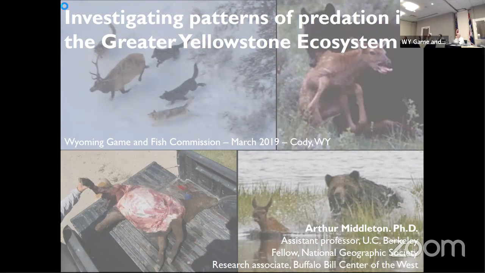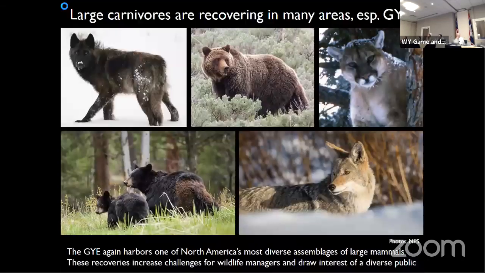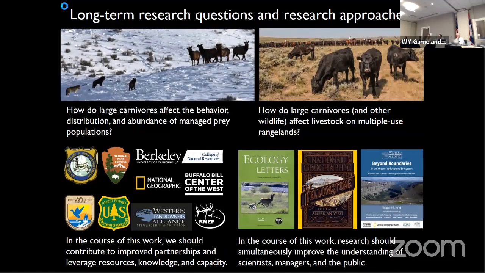Longer term questions of interest are: how do large carnivores affect the behavior, distribution, and the abundance of managed prey, mostly ungulate populations? How do carnivores and other wildlife affect livestock and agricultural interests on multiple use lands? And so these are important questions to me and collaborators.